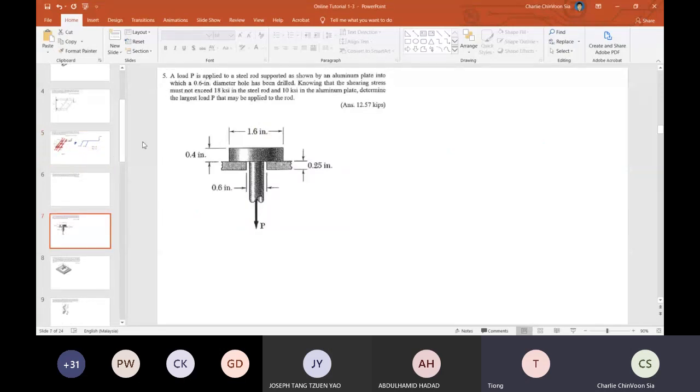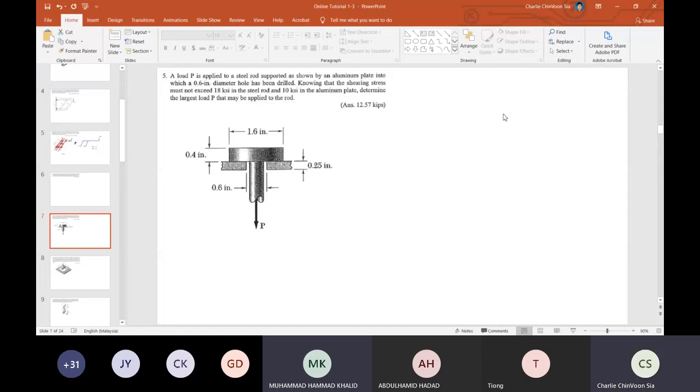So for question number 5, is it okay? Any doubts? Yes, sir. You mean you have a doubt? Yes, sir. How can we differentiate the steel rod and the aluminum? If you look into the answer, it's pretty confusing because he's taking a different diameter for the steel rod and for the aluminum. Can you please explain this?